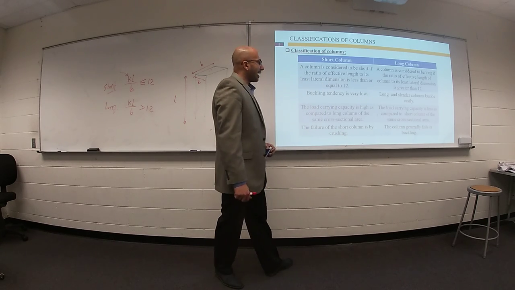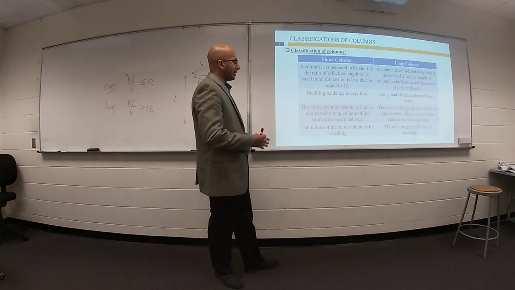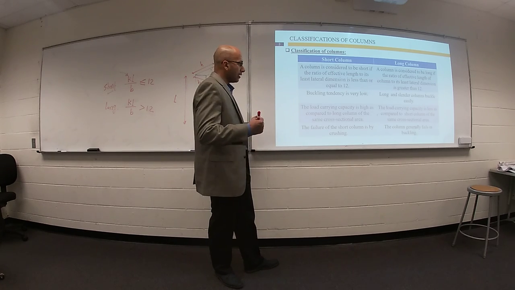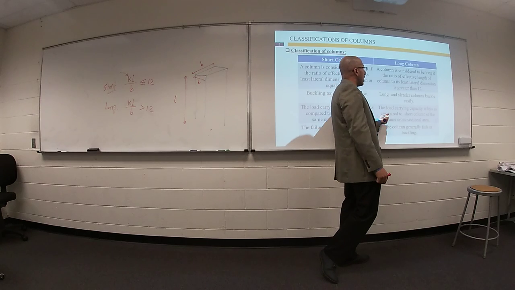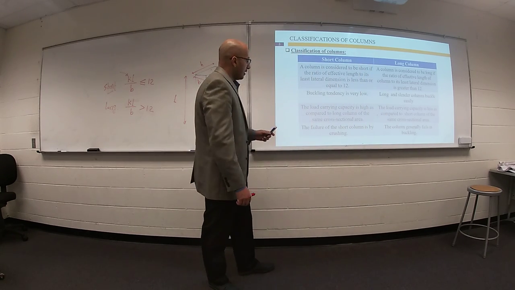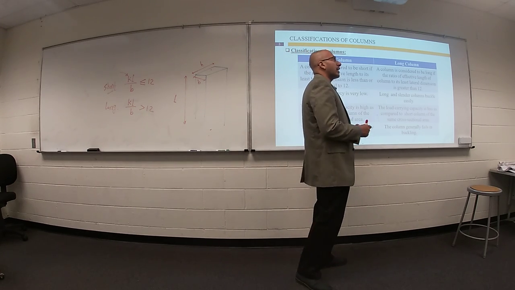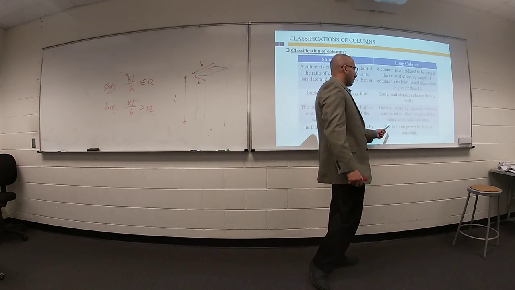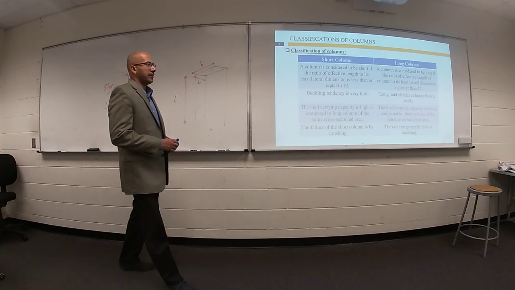The load carrying capacity is high. If your column is a short column, your carrying capacity, the strength, is very high, a very strong column. But if your column is long, it's not strong enough like the short column. The failure of the short column is by crushing of concrete. Failure is due to buckling in a long column.